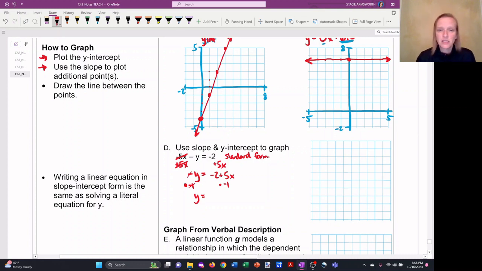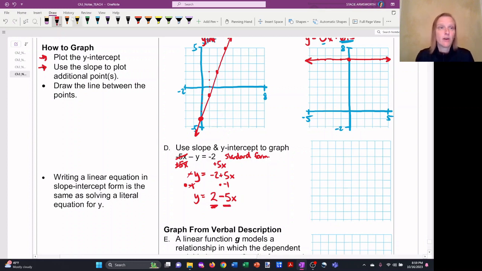And on the right side, I need to remember to use the distributive property here. It's not just -1 times -2, it's -1 times -2 as well as -1 times 5x. So -1 times -2 is +2, and -1 times 5x is -5x. So my completed equation is y equals 2 minus 5x. I now know my y-intercept, and I now know my slope.